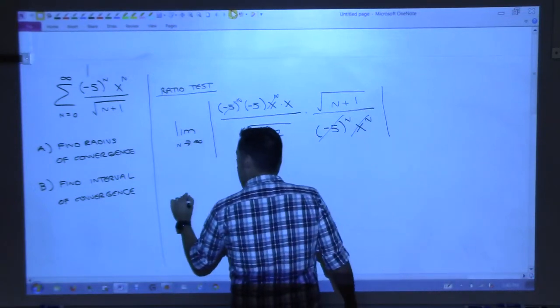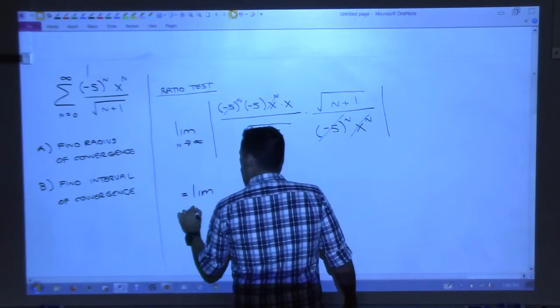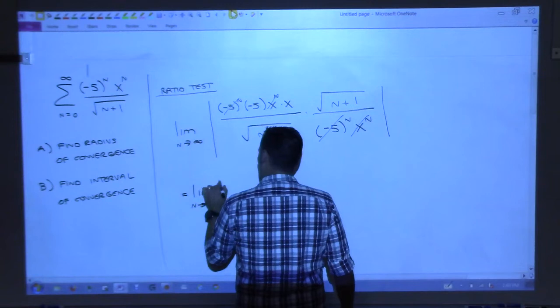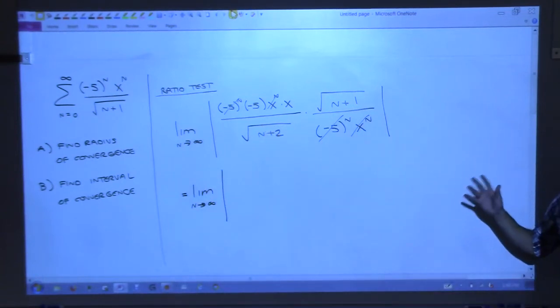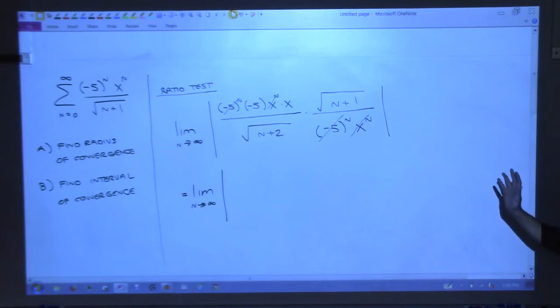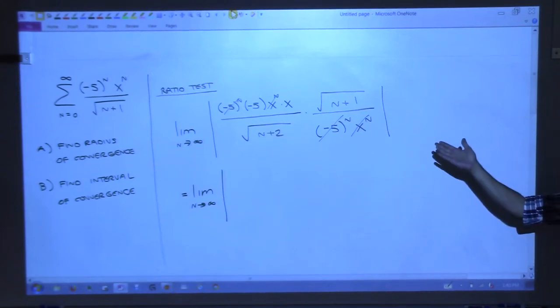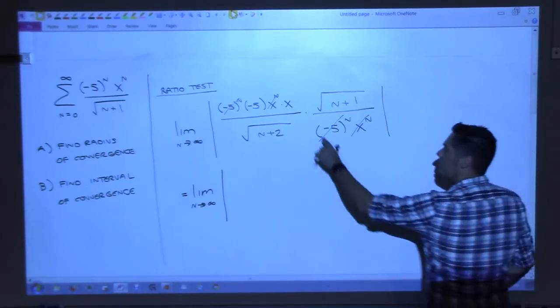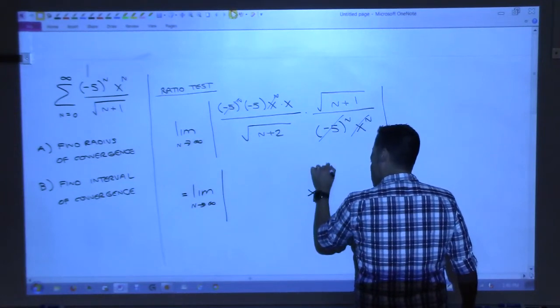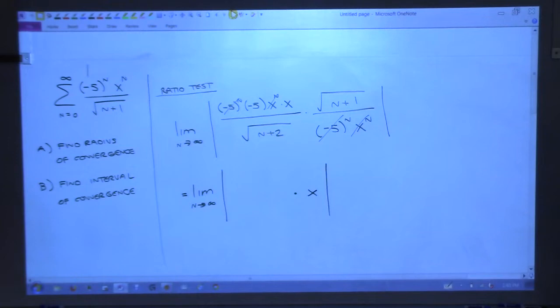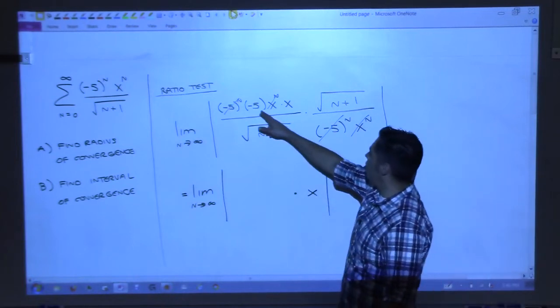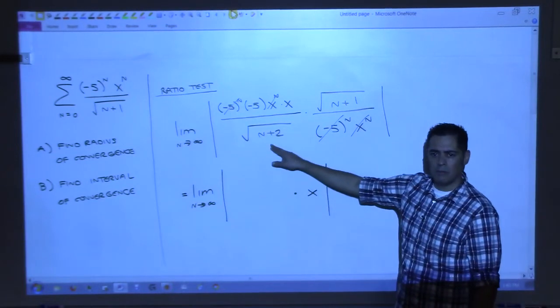So this is going to become the limit as n goes to infinity. All right. Now, just like I did before, I'm going to split the things off that have x in them, right? The only thing that has x is that x sitting right here by itself. So I'm going to put that over here. And then in front of it, I'm going to put whatever else I have, which is a 5 right on top, this 5. And then I have that root and that root.